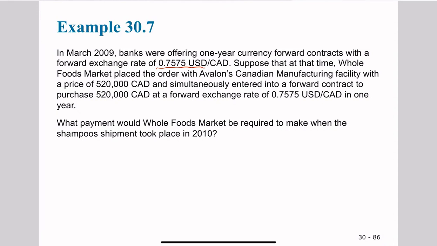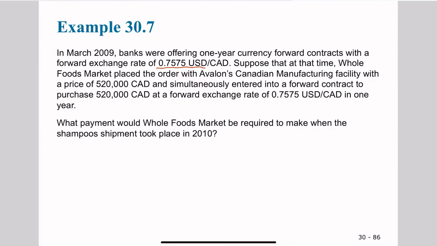So you can see the difference here compared with the last question, right? In the last question, we didn't mention a forward contract, and here Whole Foods, the U.S. firm, entered into this forward contract precisely for the purpose of hedging against the currency risk. You can see that there is currency risk because this transaction is denominated in Canadian dollars, but Whole Foods is a U.S. firm, so it has to think about the currency risk. And now let's answer this question.